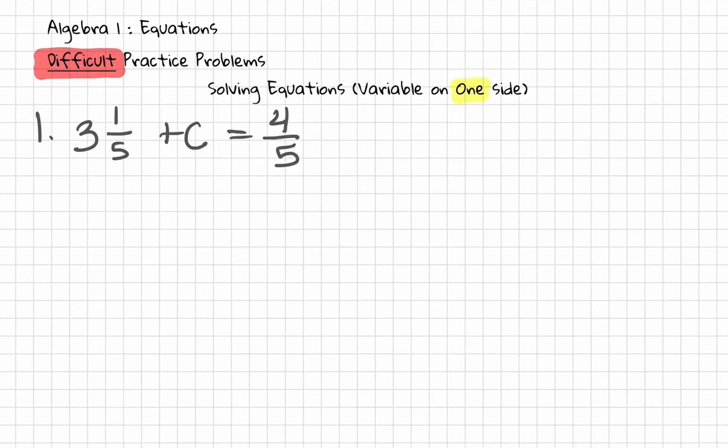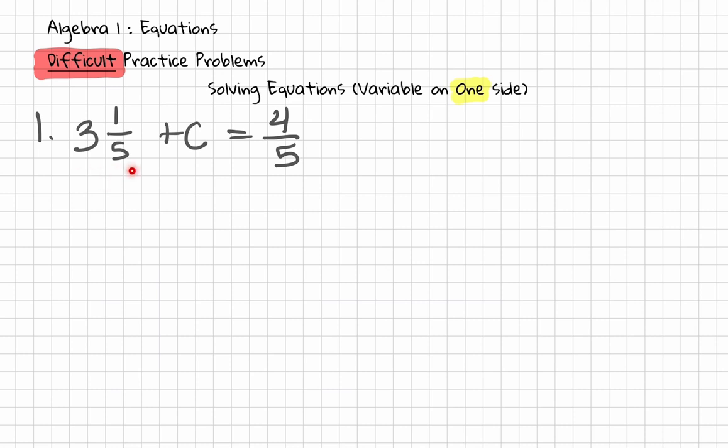Hey everyone, welcome to Algebra 1 Equations, and this is going to cover difficult practice problems. We're going to start by solving equations with the variable on one side. So here I have 3 1/5 plus c is equal to 4/5.